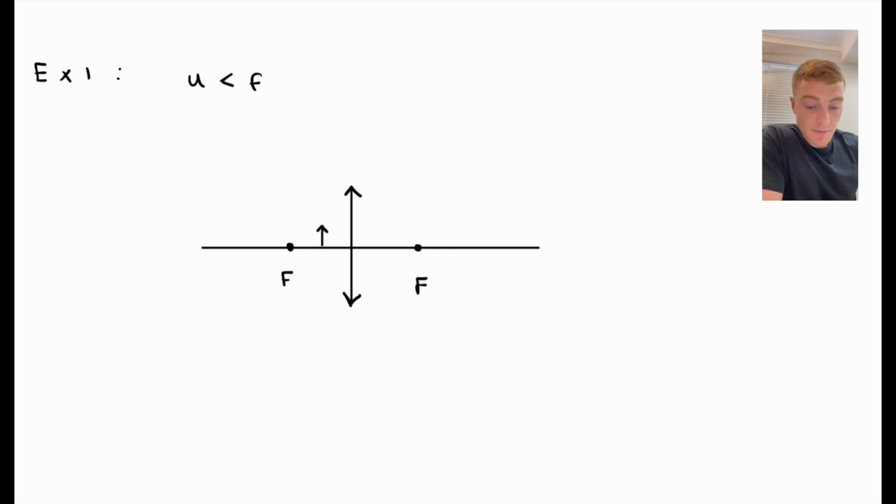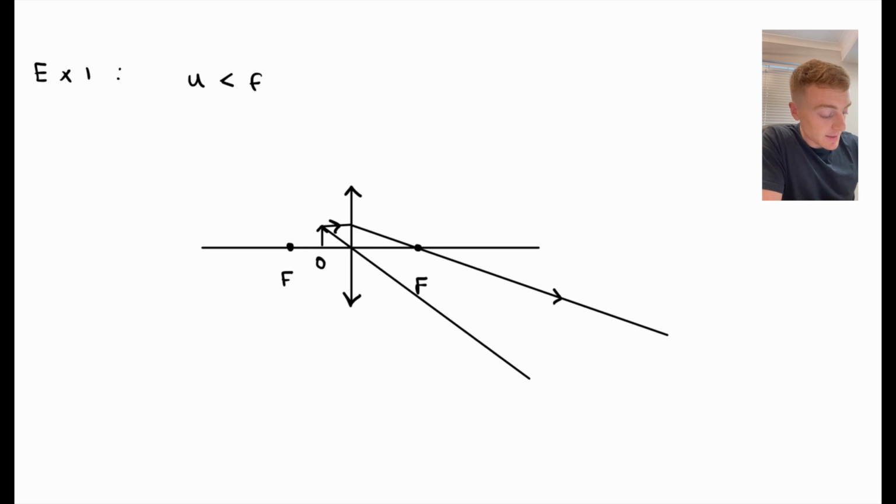Okay, so that's my object, and I'm just going to label that O for object. Then we're going to draw one parallel ray. Now this, remember, gets refracted through the focal point. Okay, next we draw our second ray. Now this passes through the center of the lens and it goes through completely unrefracted. As you can see, these two rays diverge.